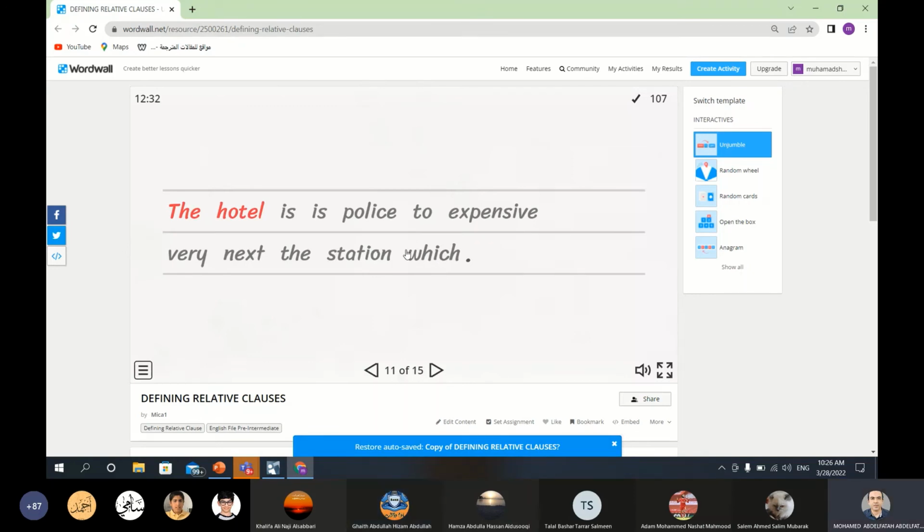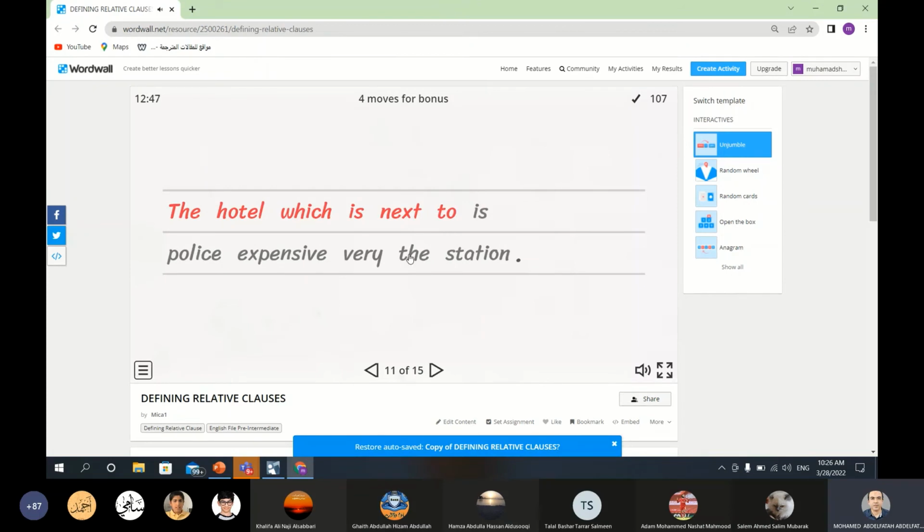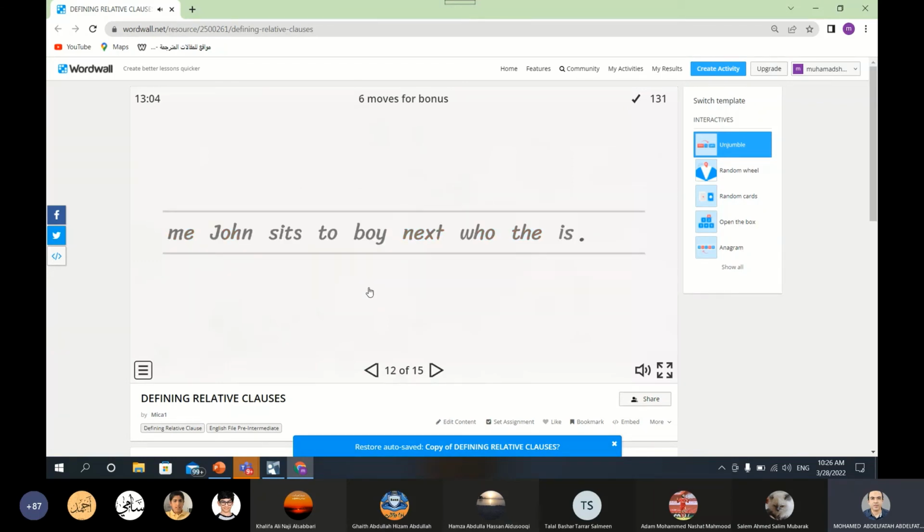Watch. The hotel which is next to the police station is very expensive. Excellent, right? The hotel which is next to the police station is very expensive, and I think this is the longest sentence today.